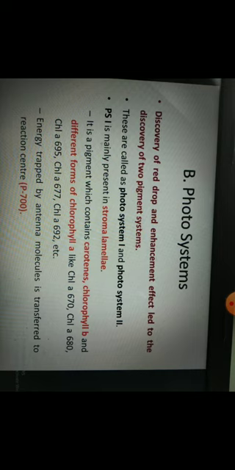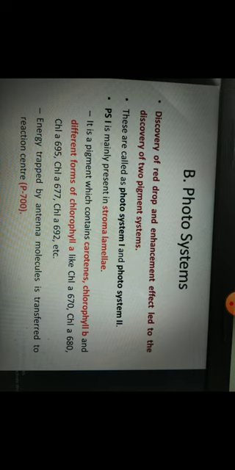Now what is this photosystem actually? This photosystem is a pigment system which contains carotenes. I already told you that these photosystems are special pigments, and chlorophyll molecules are also there. So they contain carotenes, chlorophyll B, and different forms of chlorophyll A, like chlorophyll A 670 and chlorophyll A 680. The energy is trapped by these antenna molecules. Antenna molecules are chlorophyll B molecules, chlorophyll A molecules, and carotenoids. Together they constitute the antenna complex.